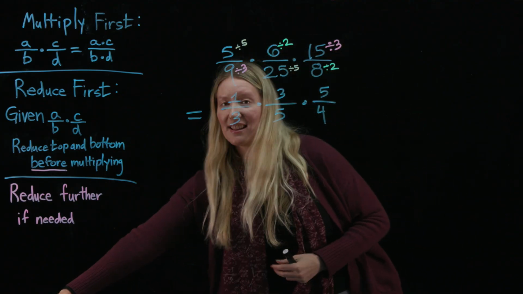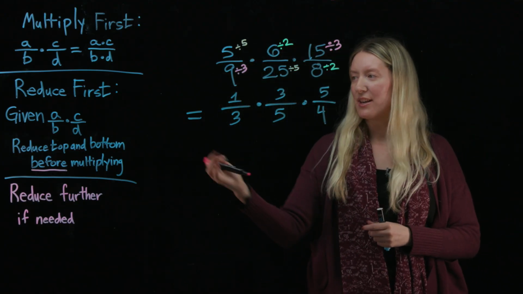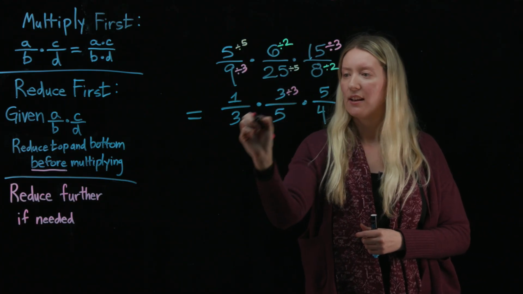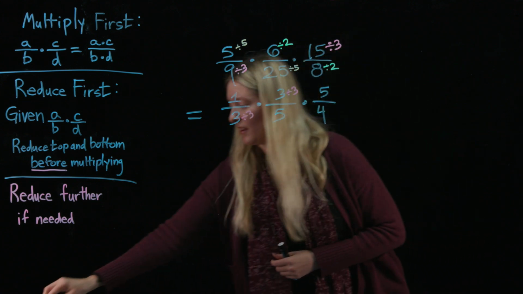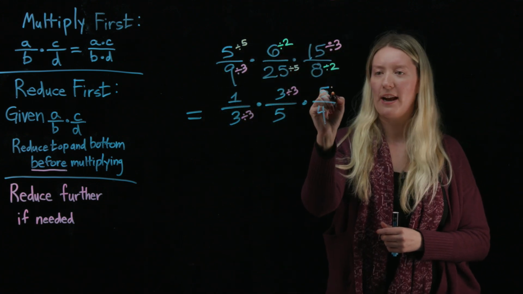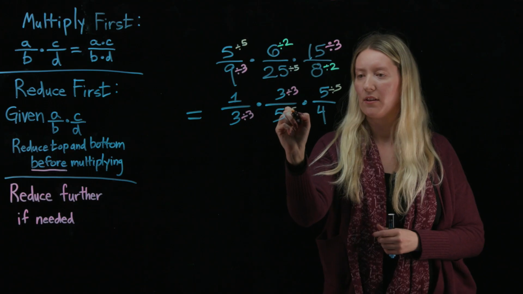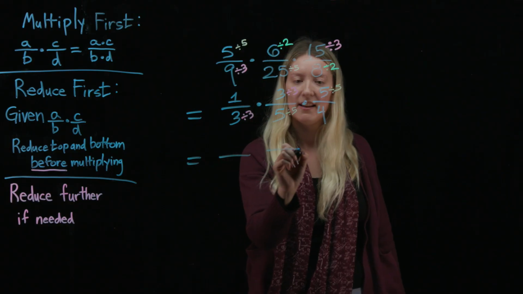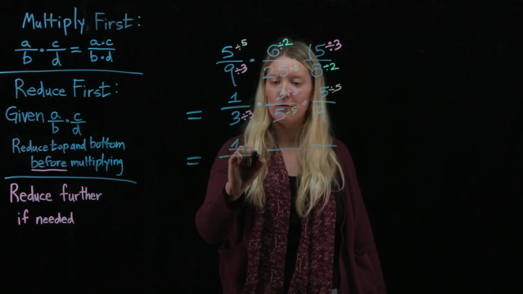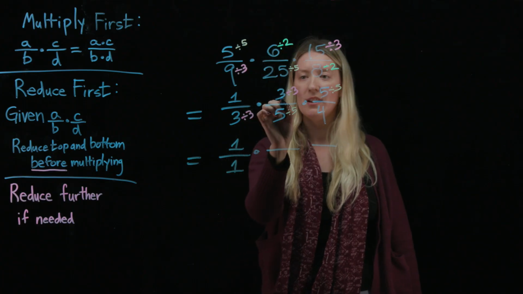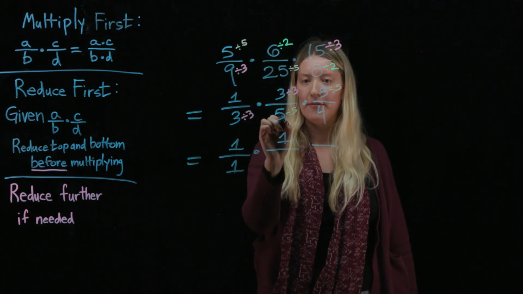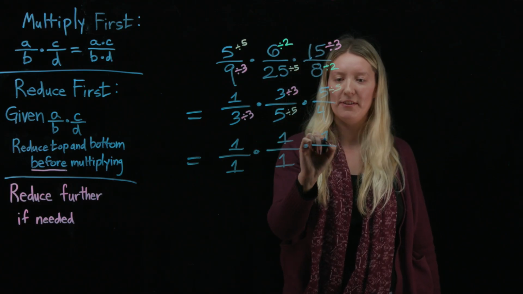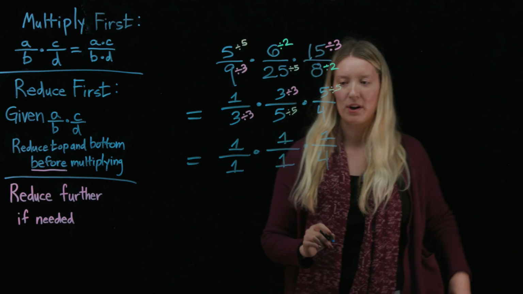But because these are already laid out so easy for me to see, I'm going to continue the reduce first method. For example, 3 and 3 can both be divided by 3. And 5 and 5 both share a factor of 5. So if I repeat that method again, my 1 is here from before. 3 divided by 3 is 1. 3 divided by 3 is 1 right here, and 5 divided by 5 is 1. And then here I have 5 divided by 5 is 1, and my 4 is from before.